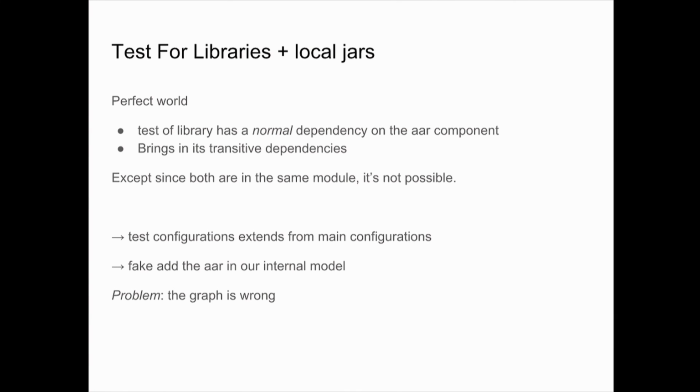We can't make it depend on that artifact. And so instead, what we do is the test dependencies extend from the regular dependencies. So they're bringing those transitive dependencies. But then we also add, in our own model, the actual output there. So technically we have all the dependencies, but the graph is wrong, right? Because it looks like the transitive dependencies of your library show up as direct dependencies of the test app rather than being brought in as transitive dependencies of the library. So it technically works, but there could be issues, and it's something that we also want to fix in the future.